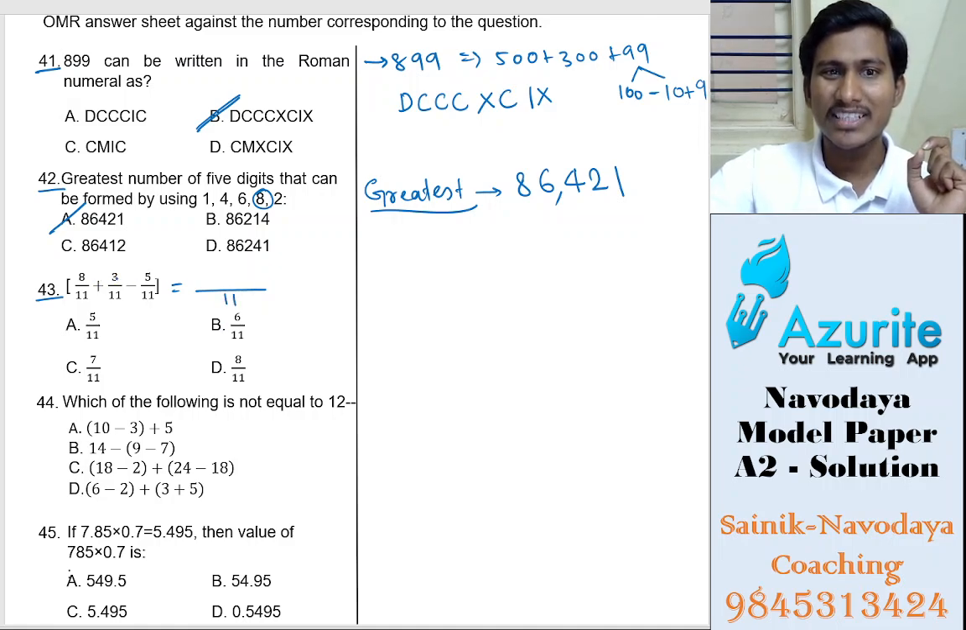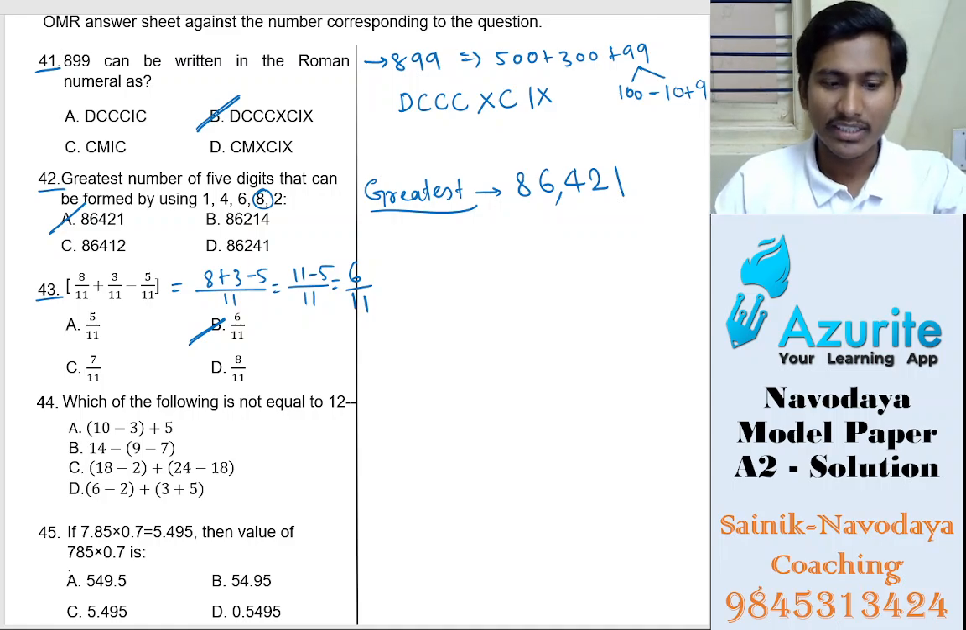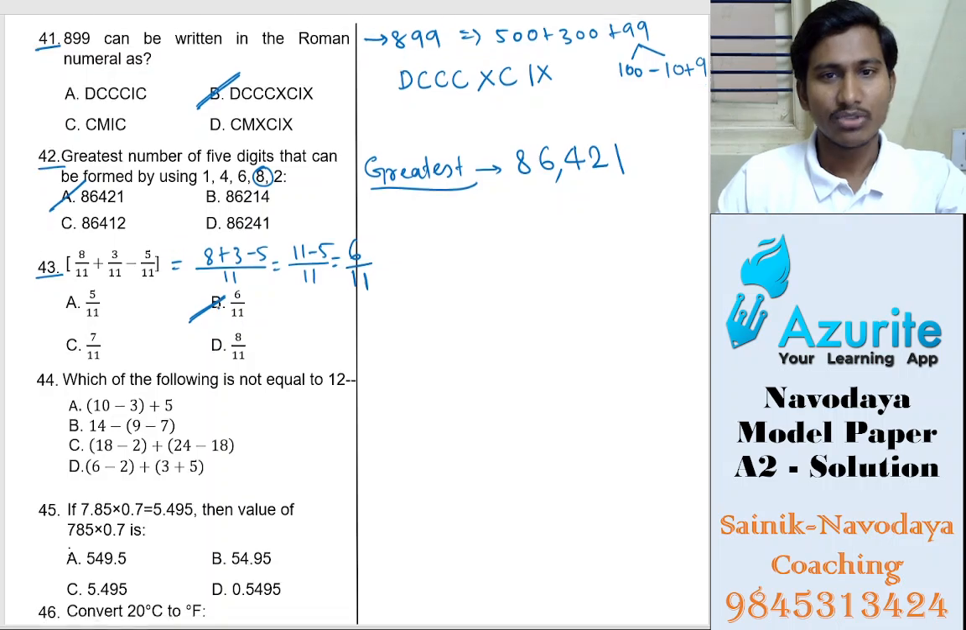So 8 plus 3 is 11. 11 minus 5 is 6. So 6 by 11 is option B, right? So hope you understand, that is minus 5. So here 11 minus 5 divided by 11. So 11 minus 5 is 6. 6 by 11 means the option is option B, okay? So that is the answer, 43.